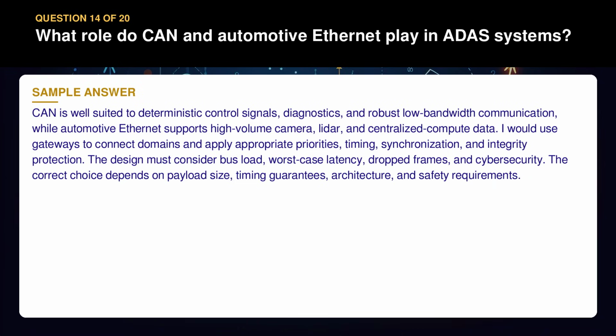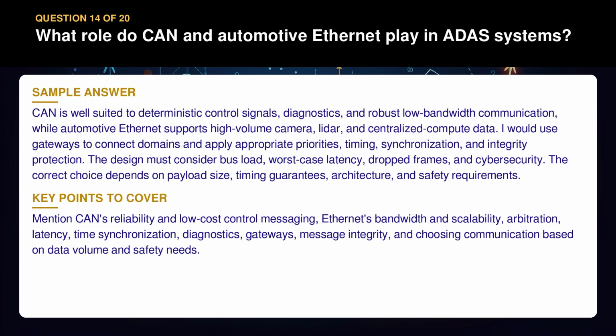The correct choice depends on payload size, timing guarantees, architecture, and safety requirements. Mention CAN's reliability and low-cost control messaging, Ethernet's bandwidth and scalability, arbitration, latency, time synchronization, diagnostics, gateways, message integrity, and choosing communication based on data volume and safety needs.